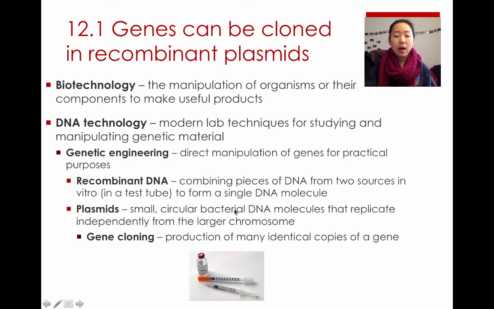And so one example of doing all of this is gene cloning, which is when we produce a lot of copies of a gene. An example of that would be medicines, like insulin. We can use plasmids and recombinant DNA to do gene cloning and then create a lot of these proteins that we need for medicine.